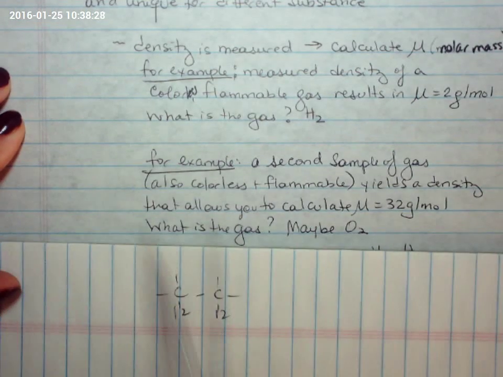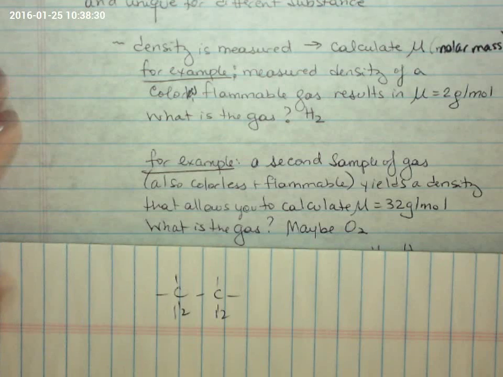And so, here's the second example that I just gave verbally. You could write it down. So say you have a second sample of a gas, also colorless and flammable, that yields a density that allows you to calculate the molar mass to be 32 grams per mole. What could it be? Maybe it could be oxygen. Methanol does work. Could be methanol.